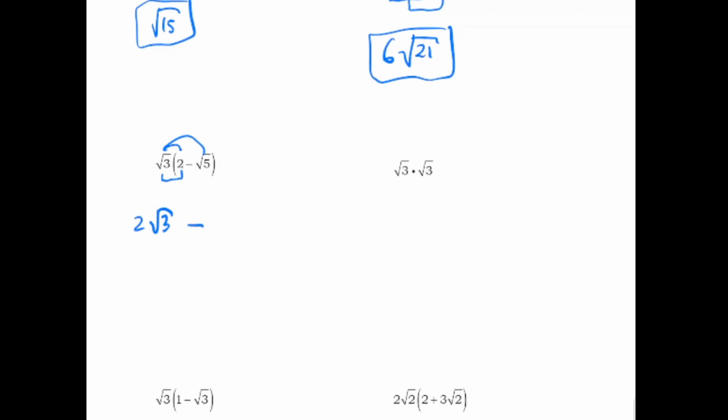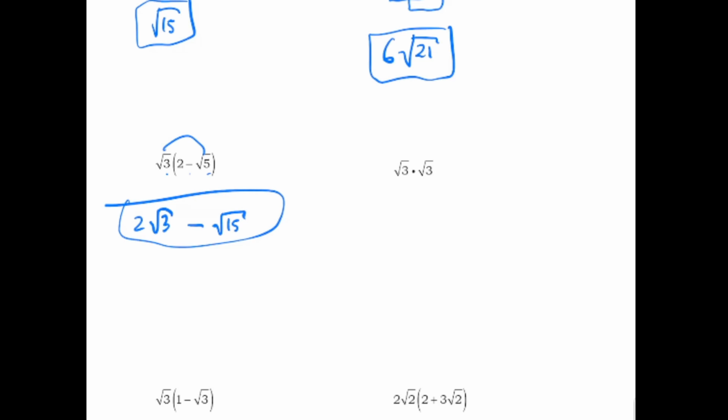Now, when I multiply the root 3 times the root 5, well, they're both a pair of insides, right? It's going to be a root 15. Notice the minus is still there. So I got 2 root 3 minus root 15. And that's it. These are not like terms. You can only tree a 15 into a 3 times 5. You're not going to get a pair of anything. So that's it. You're done. That's all you can do.